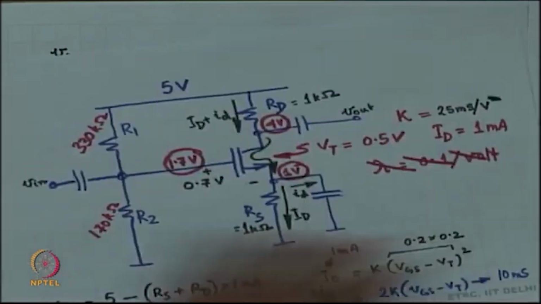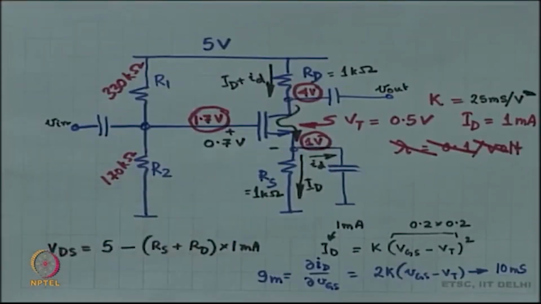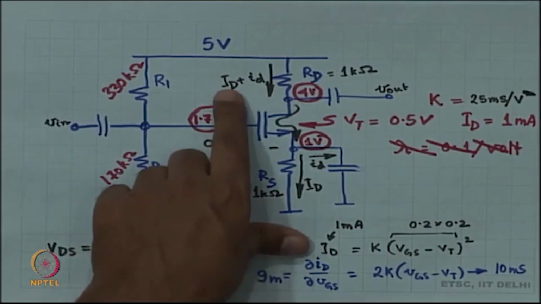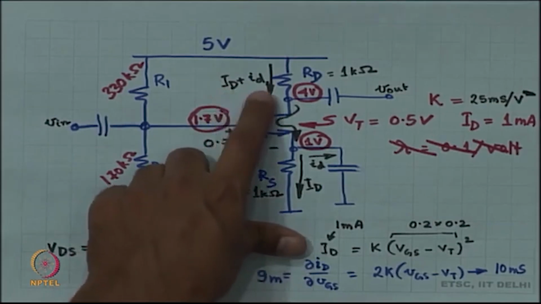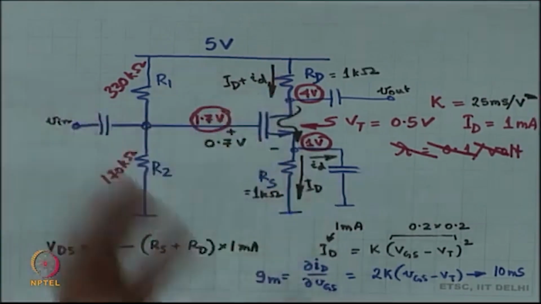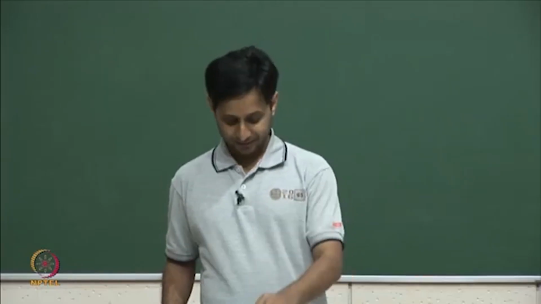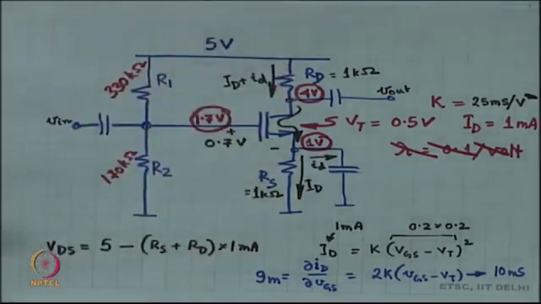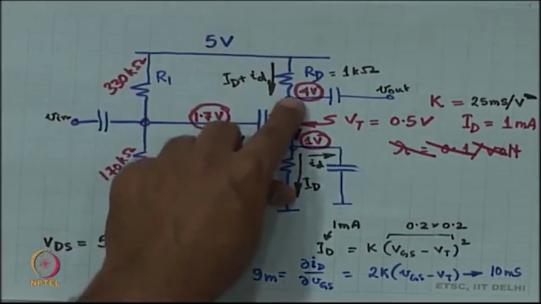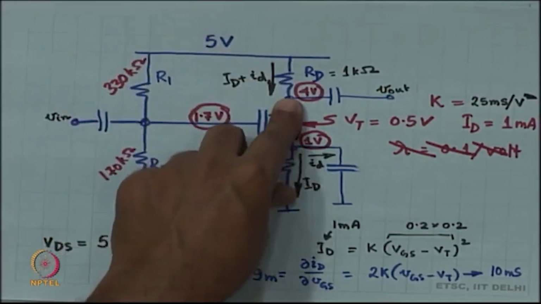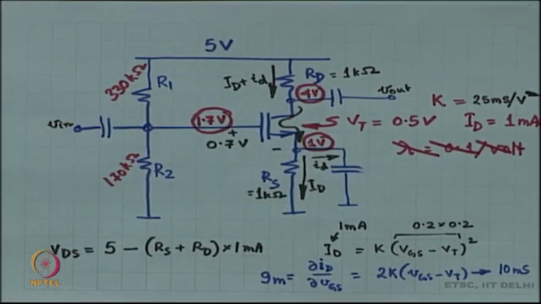Look at it again, there is something trivial going on. The smallest value of capital ID plus small ID is 0, that is the lowest possible value of the current. And when that is the current, what is the drop across RD? 0. So, the largest voltage over here is nothing but 5 volts. Is this okay? Okay.